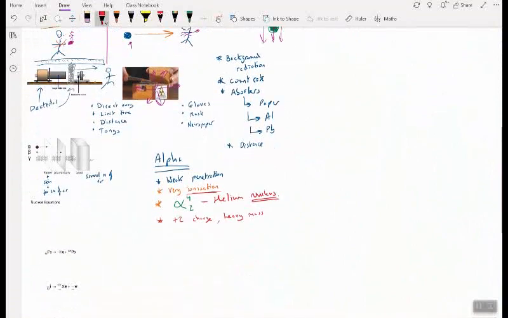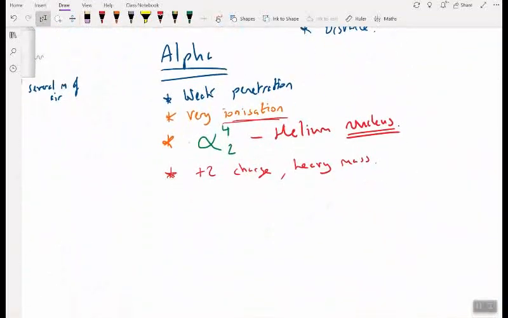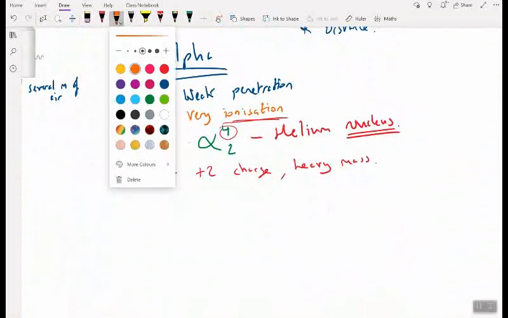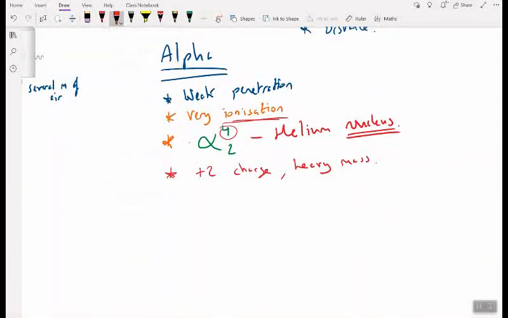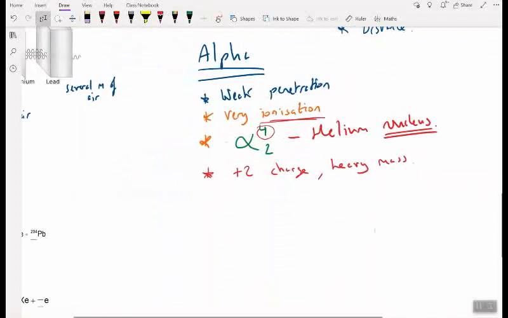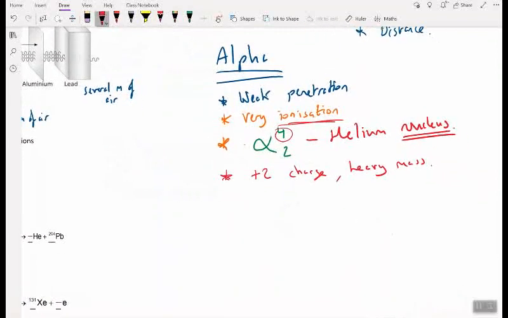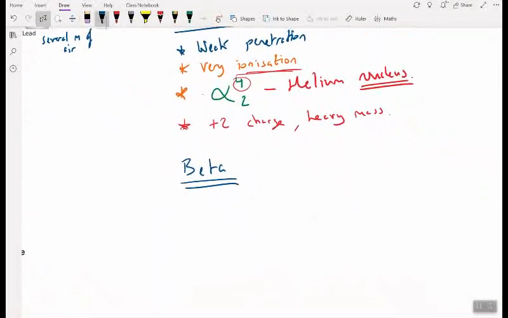So if something like an alpha particle is very heavy and it's got a mass number of 4 and it's got a charge of +2, it's going to be better at knocking off those electrons. So alpha is very dangerous if it gets inside your body somehow. +2 charge and heavy mass. What about the next one? Beta radiation. Oh, sorry, one more thing about alpha. Because it is a helium nucleus, we sometimes write it as He with the 4 and the 2 rather than the alpha symbol.